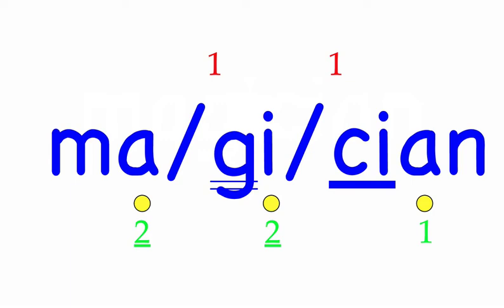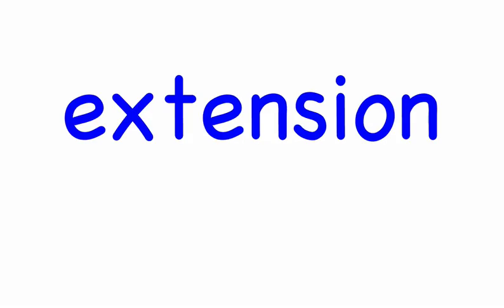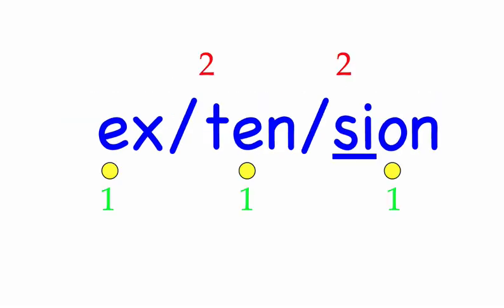Extension. Extension. I bought an extension cord. Ex, ten, shun. X, 2 sounds. X. Ten, 3 sounds. T, n. Shan, 3 sounds. Sh, a, n. Extension. Mark the word. Extension.